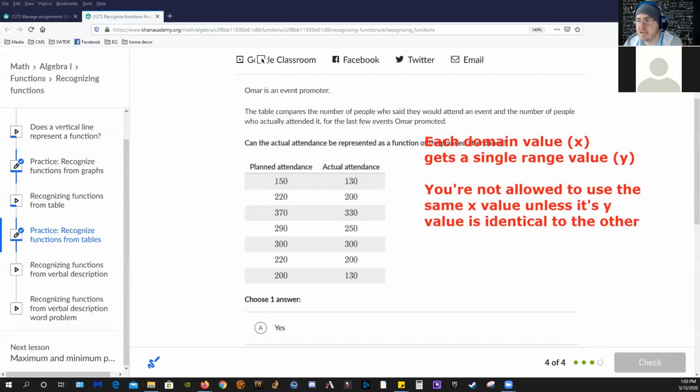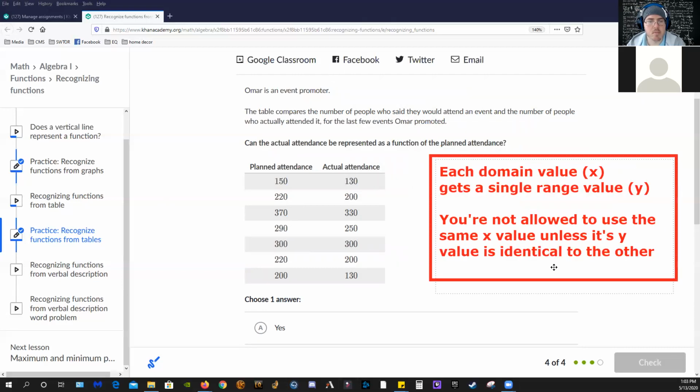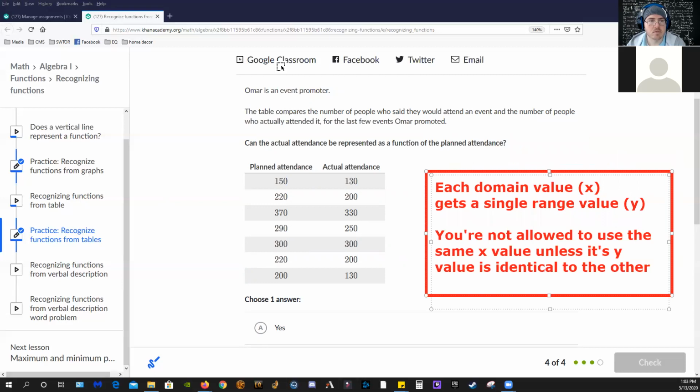All right, I believe this is the last one for the day unless chat or email explodes with questions. 150, 220, 370. Okay, can the actual attendance be represented as a function of the planned attendance? Okay, so 150, 220, 370, 290, 300, 220. So 220 there, and 220 there. 150, 370, 290, 300, and 200.